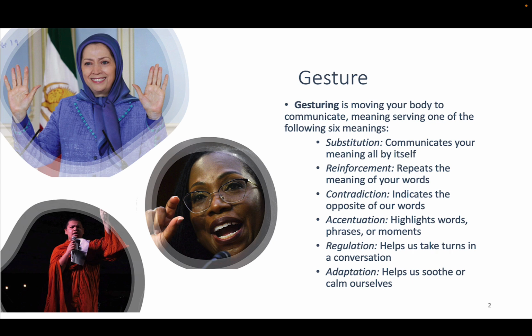Reinforcement repeats the meaning of your words. So you point to yourself while you say me or my, or show the small size of something with your fingers when you say it was this tiny. Contradiction indicates the opposite of our words. That's usually done when you're kidding or being sarcastic. You say yes while shaking your head no, or wink while you talk about how awesome something was to mean that it really wasn't that awesome.